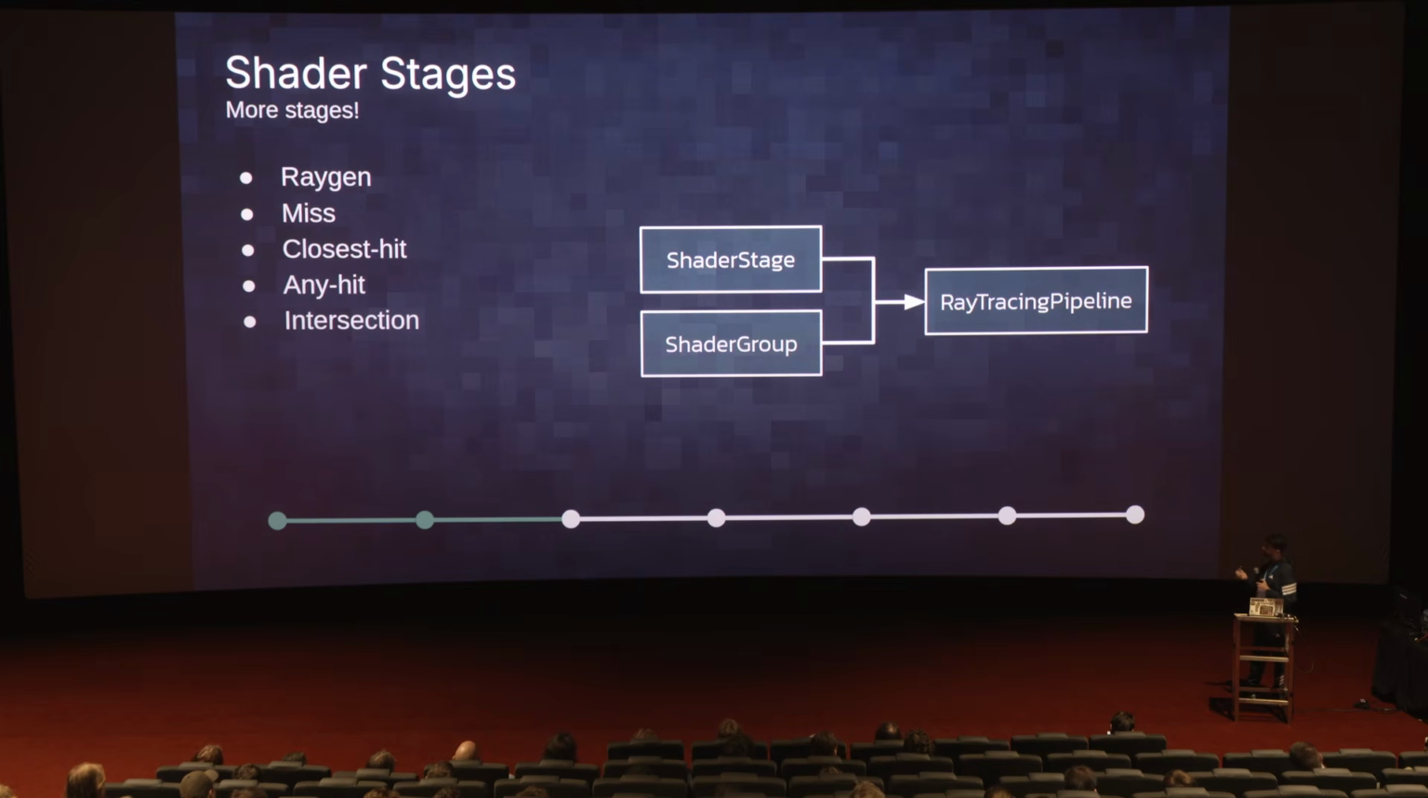And then we have the miss shader. What happens when we don't hit any geometry? Maybe we want the color of the sky. Then we need to specify the closest hit shader. What happens when we hit the geometry and the geometry is the closest one?